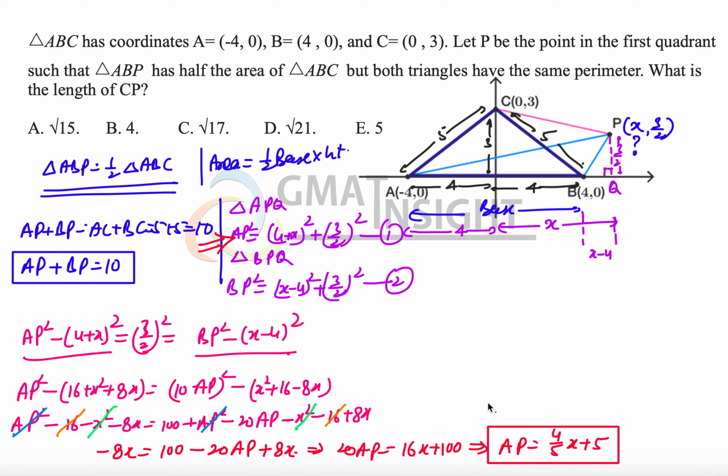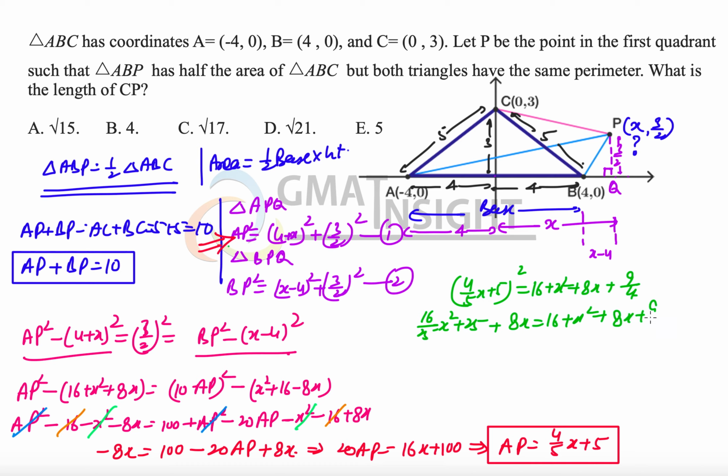That means I'm substituting the value of AP in this equation. So we can write 4 by 5x plus 5 whole square is equal to, let's open this bracket, that means 16 plus x square plus 8x plus 9 over 4. Let's open the left hand side as well, so that becomes 16 by 25 x square plus 25 (a square plus b square plus 2 times AB), that means 8x, is equal to 16 plus x square plus 8x plus 9 by 4. We can see 8x can be cancelled out from both the sides.